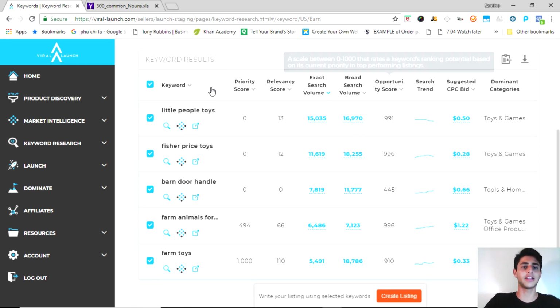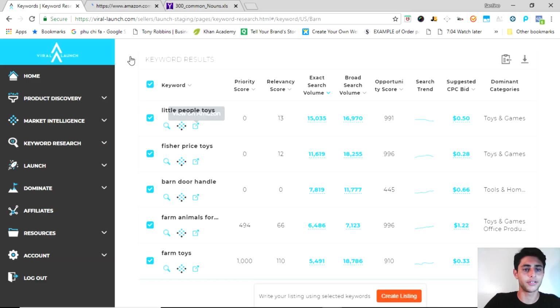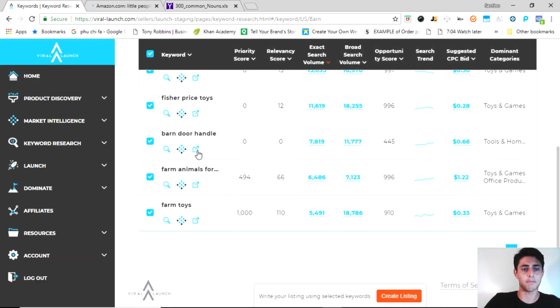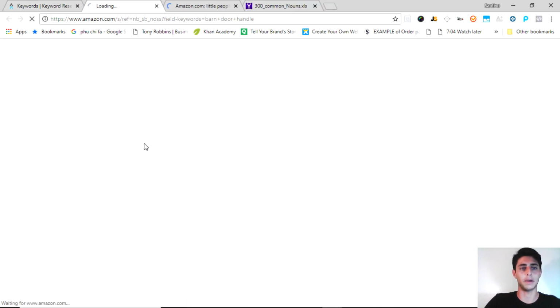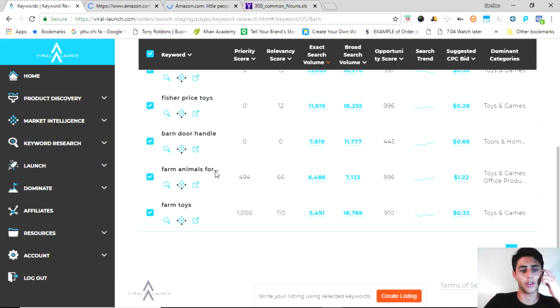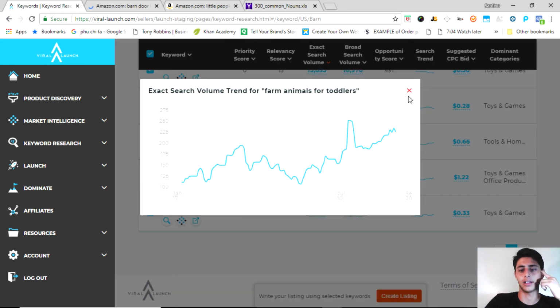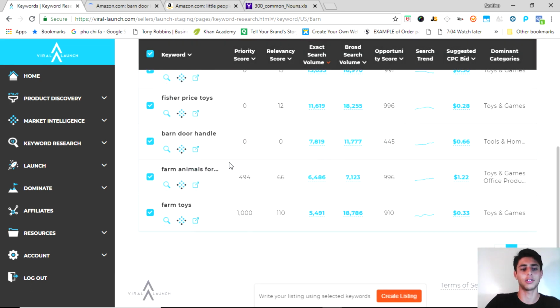So you can see right here, Viral Launch gives related searches also, even if the keyword isn't in the phrase. So Little People Toys, we could check that out. Fisher Price Toys, that's a brand, so we were not going to check that out. Barn Door Handle, we'll check out Barn Door Handle. Farm Animals, let's see what this keyword is. Farm Animals for Toddlers, so that might be interesting.